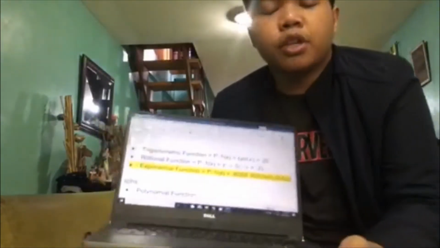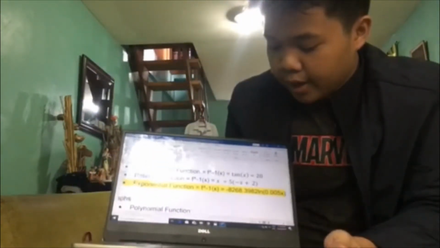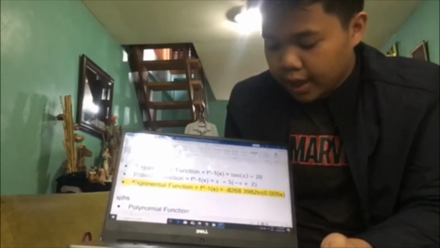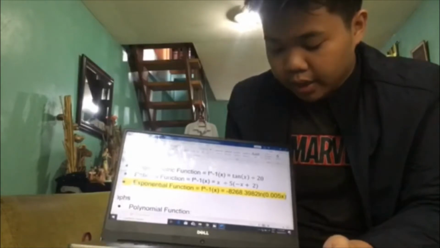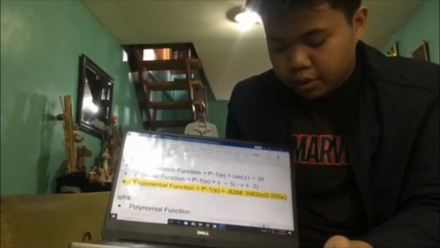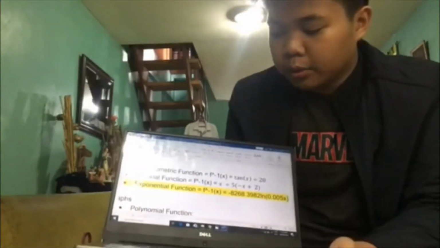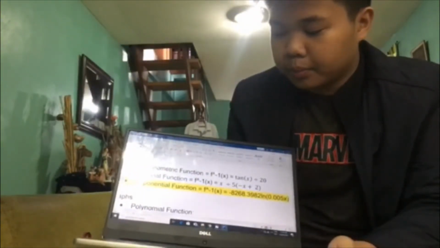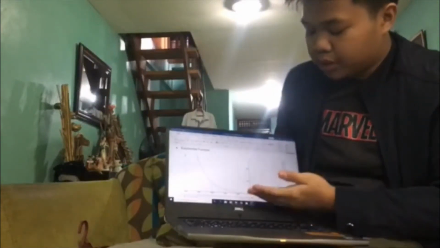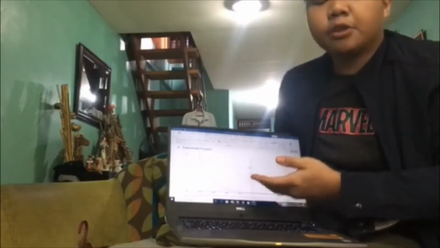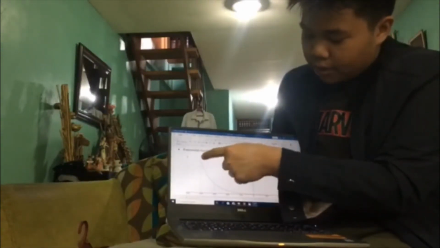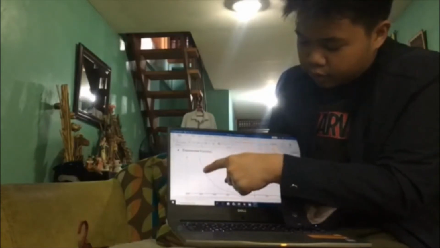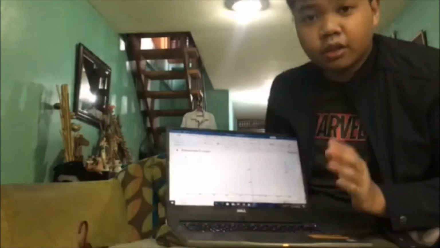The inverse of the exponential function is negative 8,268.3983982 ln 0.005x. With the help of Desmos, this was the graph of the exponential function. As you can see, the graph slowly goes down but does not touch zero.